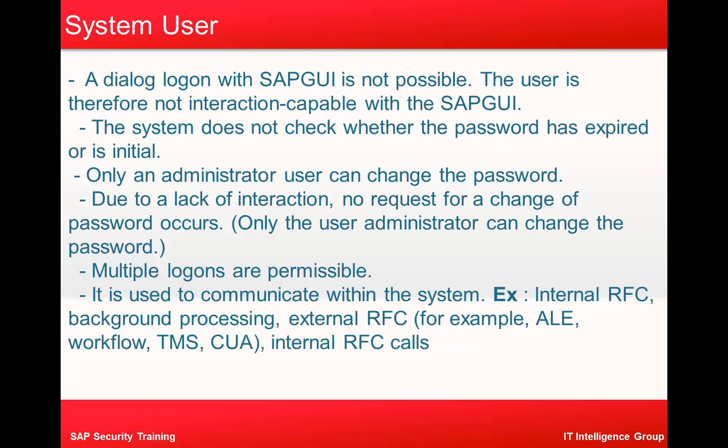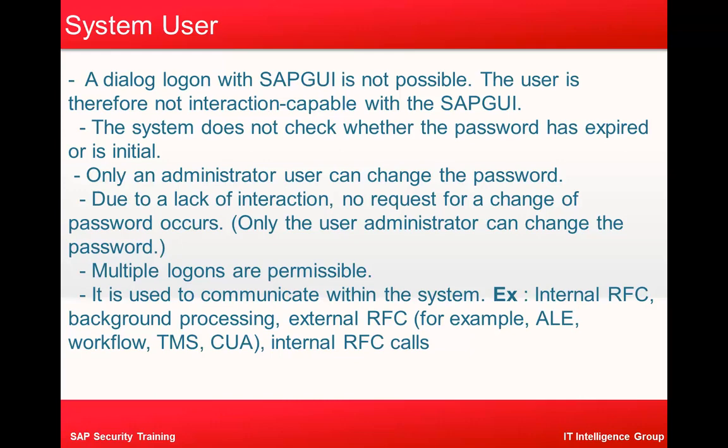Let's get into the next user, which is the system user. A dialog logon with SAP GUI is not possible for this user. The system doesn't check whether the password has expired or is initial, and only an administrator user can change the password. Due to lack of interaction, no request for a change of password occurs. Multiple logons are permissible. It is used to communicate within the system, for example internal RFCs, background processing, external RFC, for example ALE, workflow, TMS, CUA, internal RFC call.